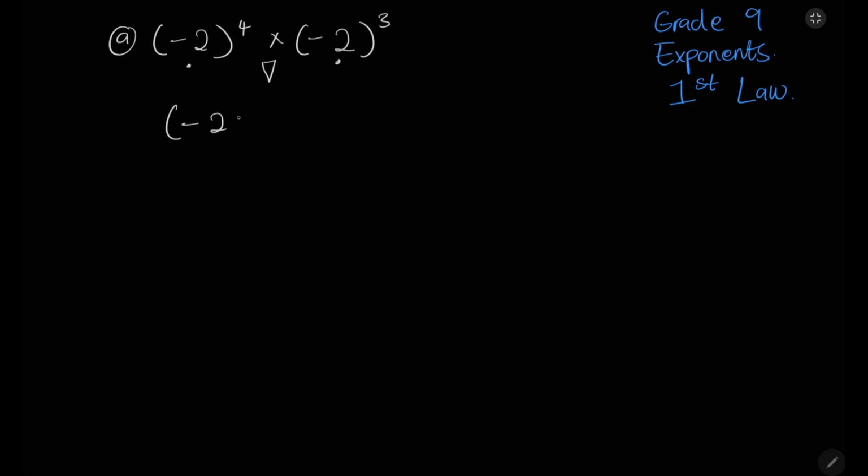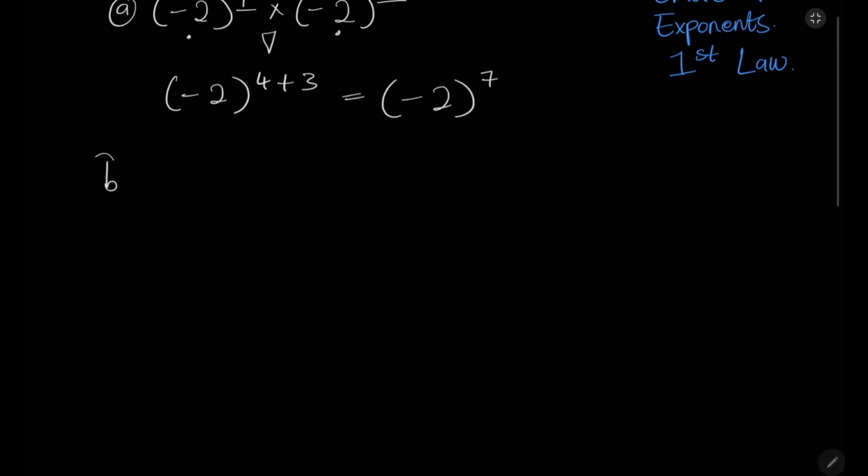We have negative 2. We add our exponents. We have 4 and 3. This is 4 plus 3, which is 7. So this still applies when you have negative bases.